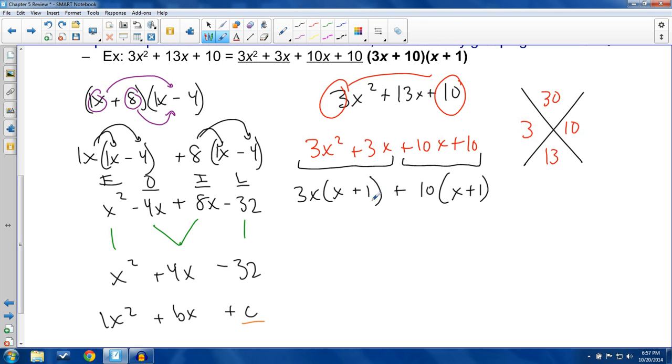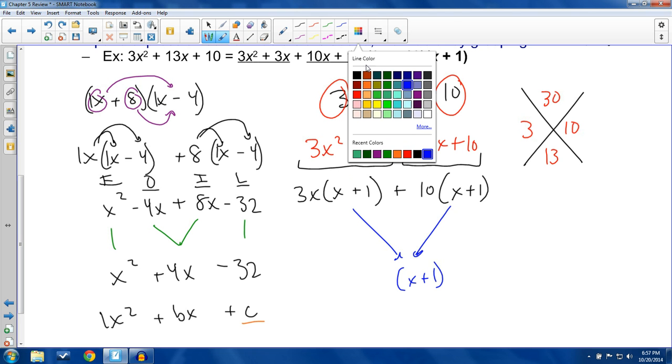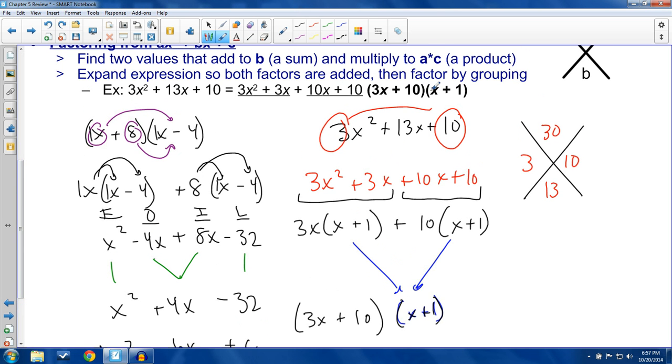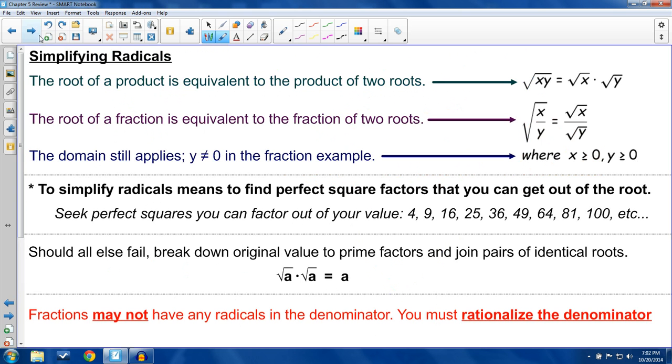Anyway, I pull that out. X plus 1 is now a common factor in those two terms. So that is x plus 1 there. And what's left in the other guys: if I pulled out an x plus 1 from this term, I'm left with a 3x. If I pull out an x plus 1 from this term, I'm left with a 10. So your final solution is 3x plus 10 times x plus 1. And you also get that up there.